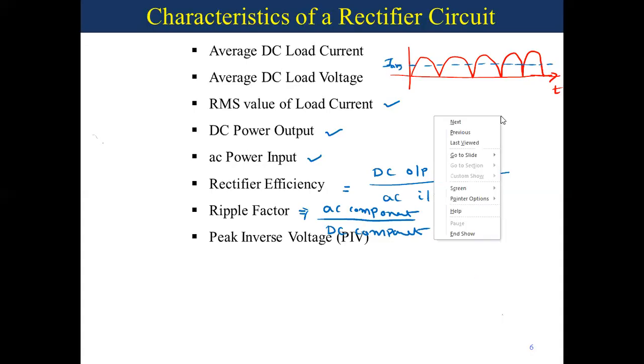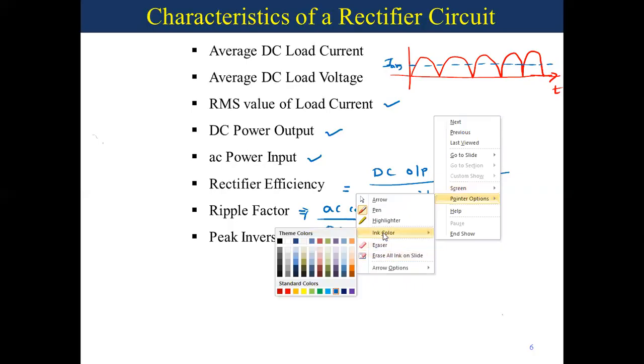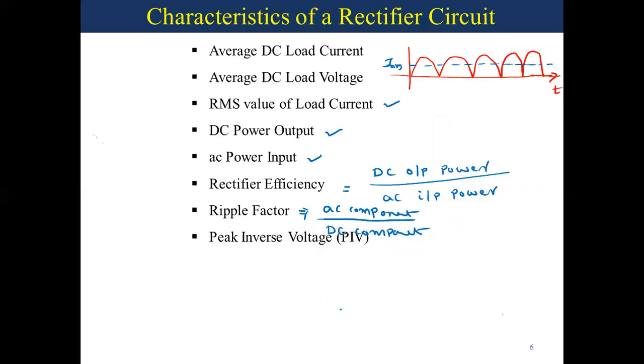And peak inverse voltage. Peak inverse voltage means the maximum voltage drop across the diode in reverse bias. Maximum voltage drop across a reverse biased diode. So the name itself says it's a peak inverse. Peak means maximum, inverse means reverse bias. If the diode is reverse biased, how much voltage we are getting across the diode is given by a parameter called peak inverse voltage, PIV.